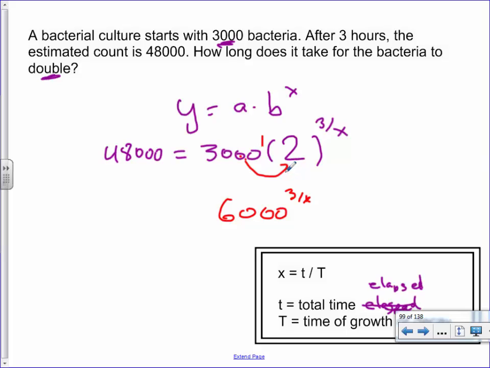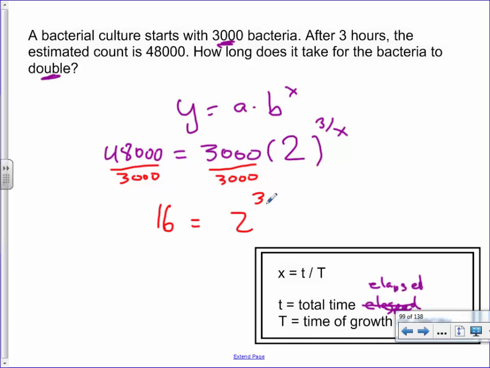Does that make sense? That's what we do. We actually have to divide the 3,000 away from the other side. So someone help me out here. 48,000 divided by 3,000. Good.